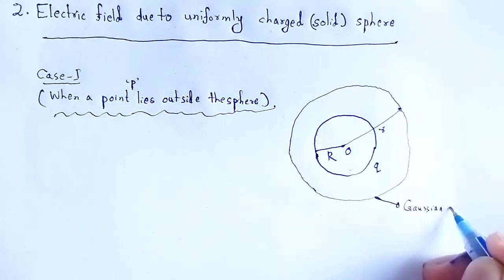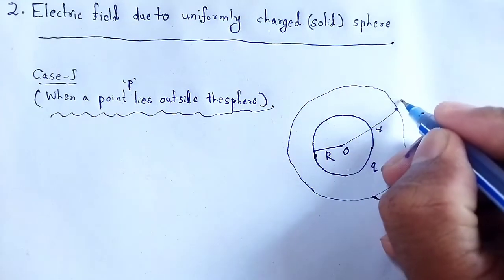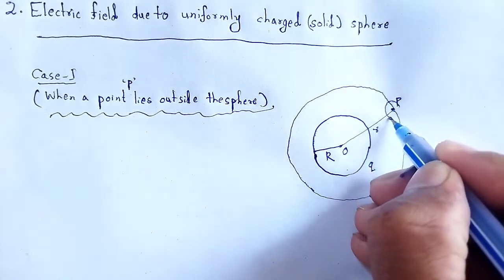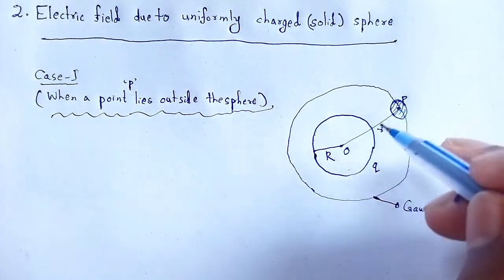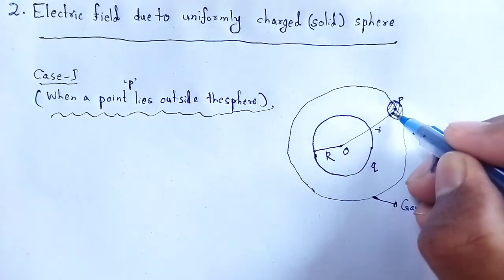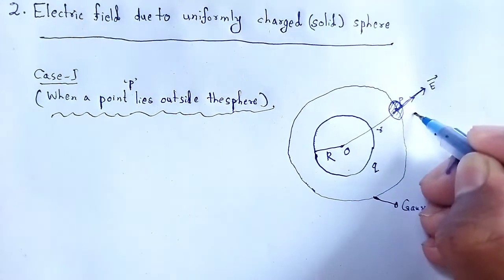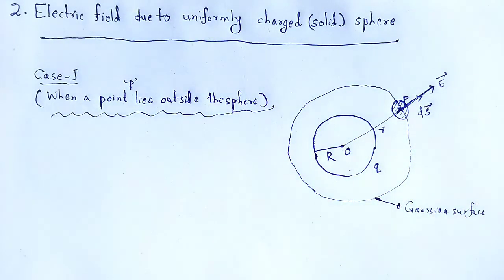and the point P lies on that Gaussian surface, and here we take a small area element ds around that point P. Since the electric field intensity is radially outwards, the direction of electric field intensity E and the direction of the ds vector, the surface area, are parallel with each other.